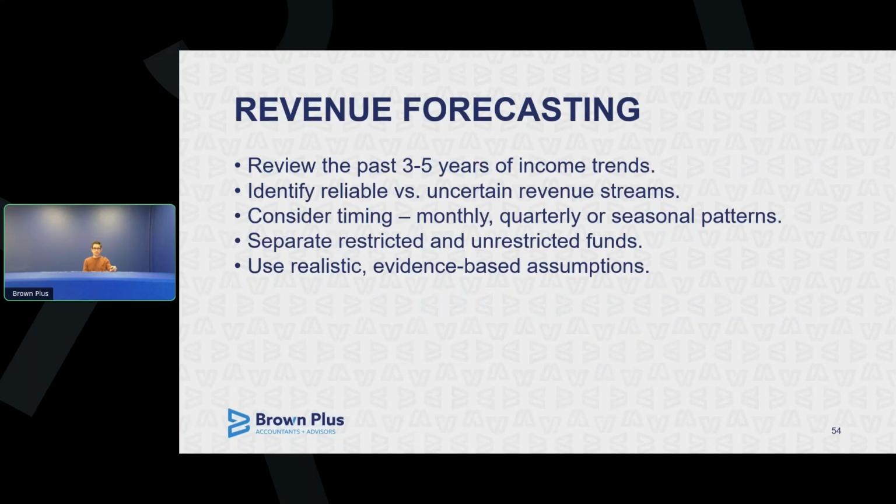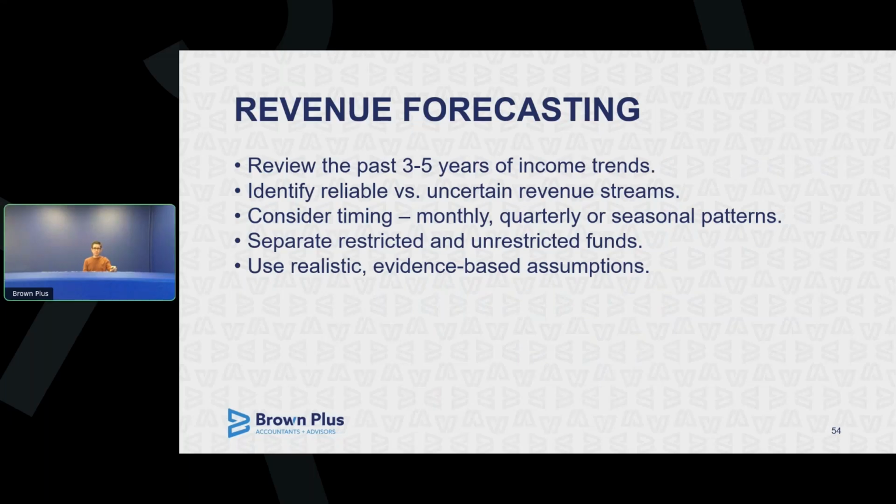Step 2, understanding the reliability of each revenue source. As I said before, some sources of revenue are rock solid, like a contract that automatically renews annually. You may have a foundation grant that you've had for years. Then you have other moderately reliable items such as recurring donors, memberships, annual appeals. And then there are some that are a bit of a gamble, such as a special event, a new grant, or even first-time funders.